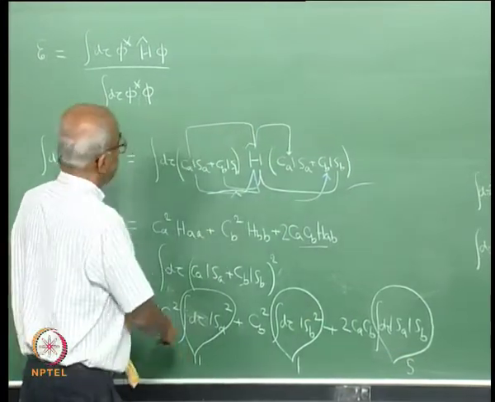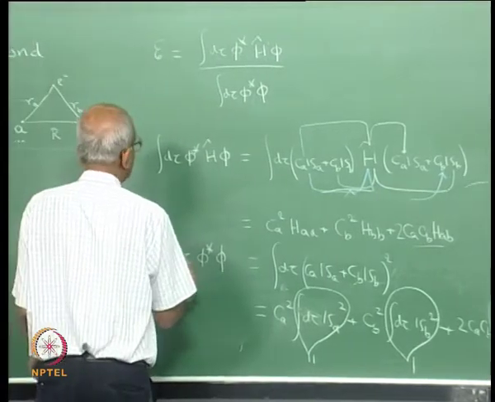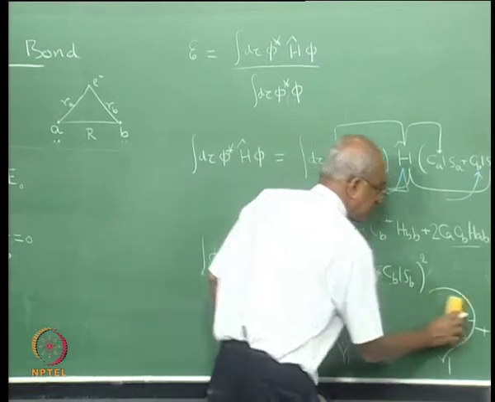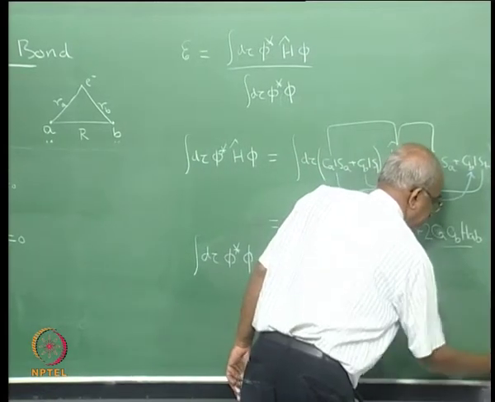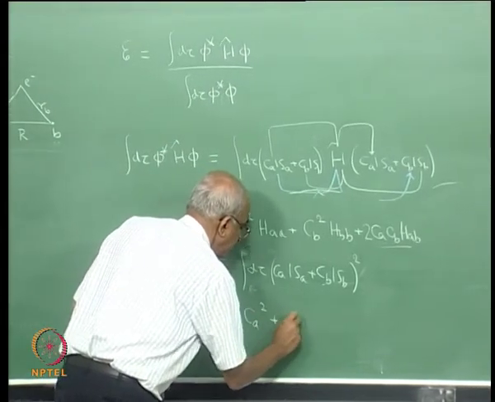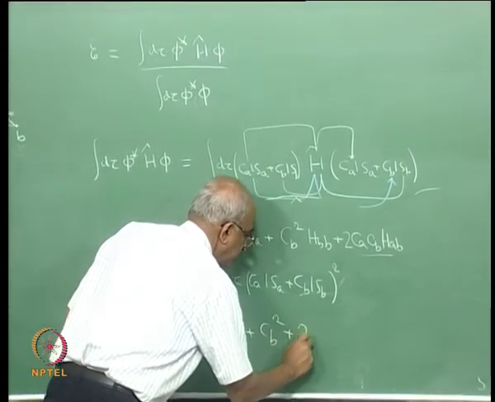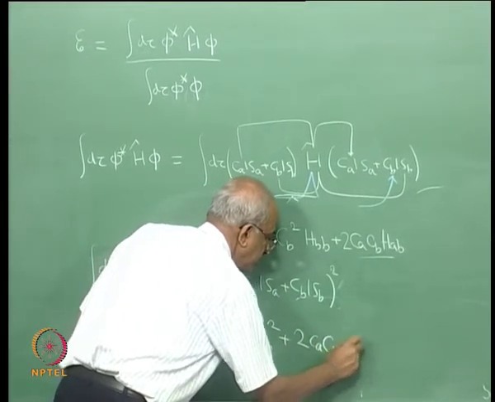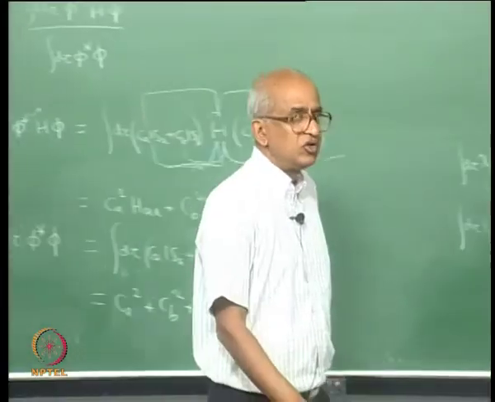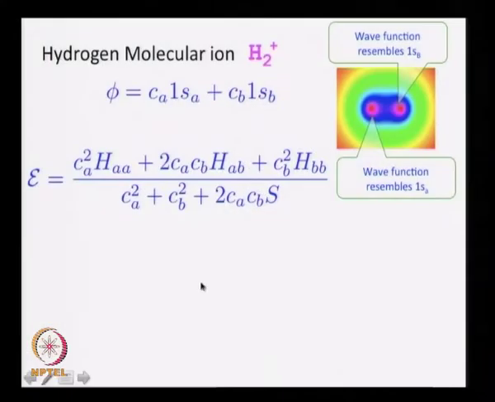So, then what will happen, this object actually works out to be, let me just remove this and write the result. The result is actually Ca square plus Cb square plus 2 Ca Cb into S. This is the denominator, and that is precisely the denominator that occurs in this equation, and therefore, I have now proved that this expression for script E is correct.